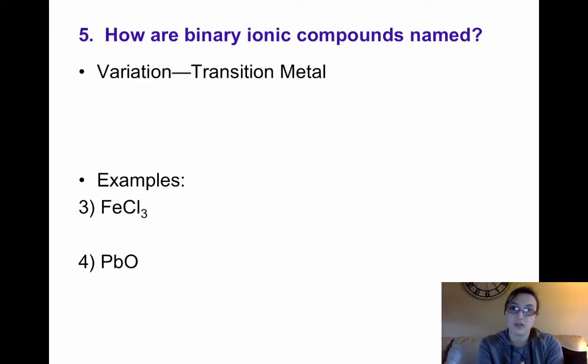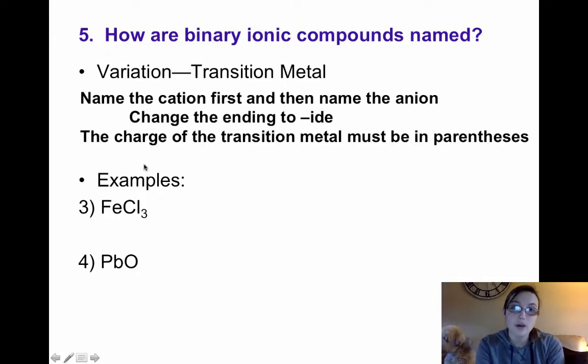Now, there's one variation when it comes to naming compounds, and that is the transition metal being your cation. So we have a transition metal with a nonmetal. And what we have to do when we name this compound is name the cation first, and then name the anion, changing the ending to IDE. So just like before, except when we have the name of a transition metal, we have to include the charge in parentheses, because transition metals can have multiple charges, and so we need to know the charge of the transition metal in order to go backwards.